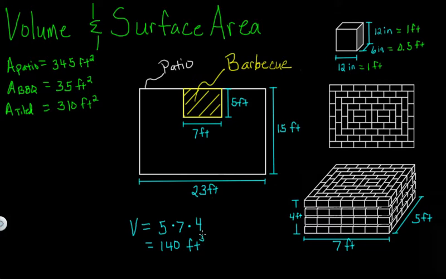The 3 here is related to the fact that we have 3 dimensions. We have height, width, and length, as compared to area, where we only have 2 dimensions. We have width and length, or base and height, and those 2 dimensions are why we give area in units of square units, square feet, square meters, square miles, square kilometers, and so forth.